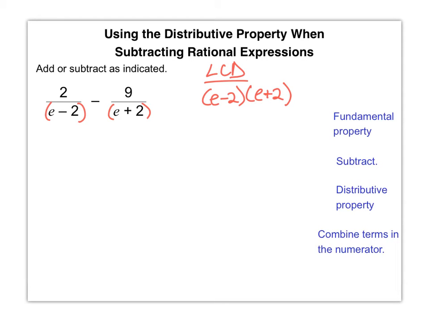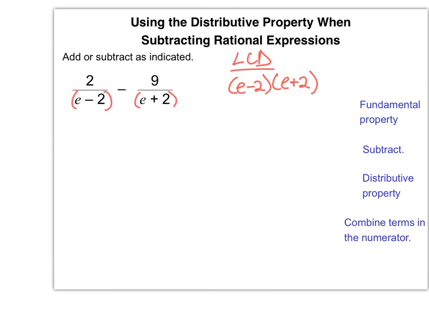Whatever is missing from each of those fractions, we're going to multiply. The first one is missing a factor of e plus 2, so I'm going to multiply that by e plus 2. And if I multiply the denominator by e plus 2, I must multiply the numerator by e plus 2. And for the second fraction, the missing factor is e minus 2, so I'm going to multiply the denominator by e minus 2 as well as the numerator by e minus 2.